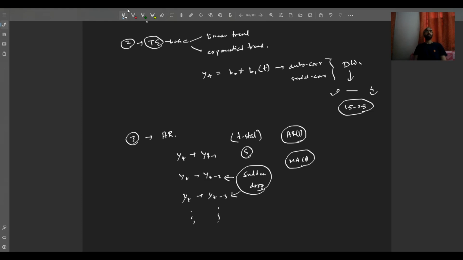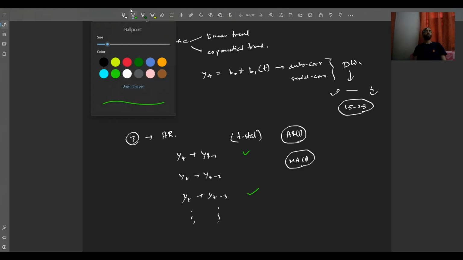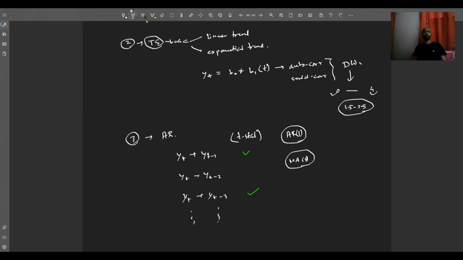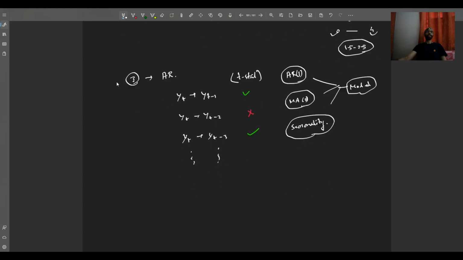Or it may so happen that yt minus 1 and yt minus 3 become significant and yt minus 2 becomes insignificant. So yt minus 1 is significant, yt minus 3 is significant, but yt minus 2 is insignificant. In that case, what do you assess? You assess that there is seasonality in this regression. You account for all these factors, however they are visible in your model. Whatever factors come up, you use in the model creation. Now the model is created, right?